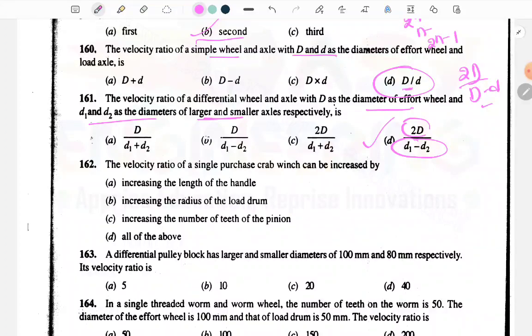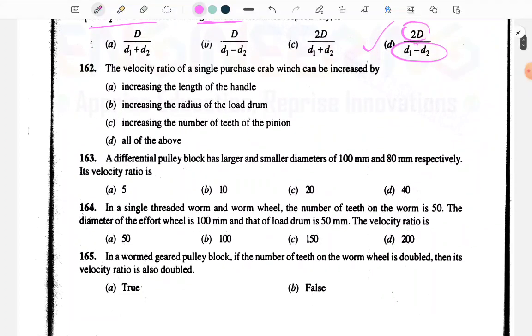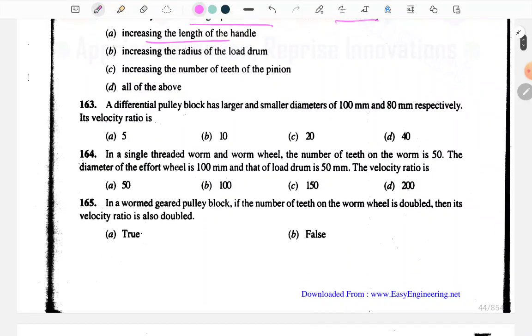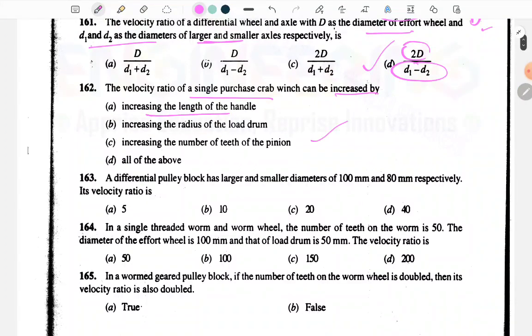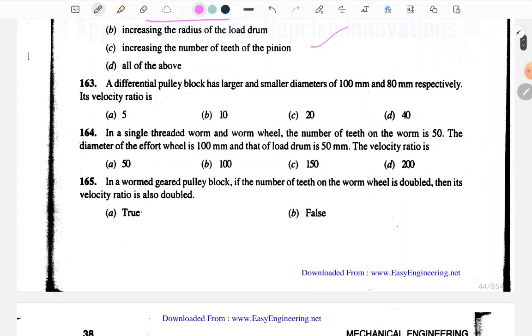Okay, next, the velocity ratio of a single purchase crab can be increased by increasing the length of the handle. So you have to remember answers like this for this type of question, because they will copy directly from this book. Next, the differential pulley block has larger and smaller diameters, with respect to the velocity ratio, asking 2 into capital D, that is 100, by the difference, 20. The zeros cancel, 10 is left, that is the answer.